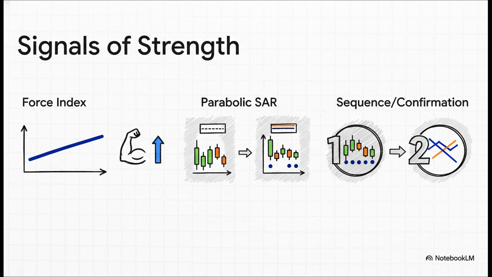For instance, with the force index, if that line has been hanging out above or below the center for a little while, that's a better sign. Same with the parabolic SAR. If you see 4 or more dots, that suggests a more established trend.